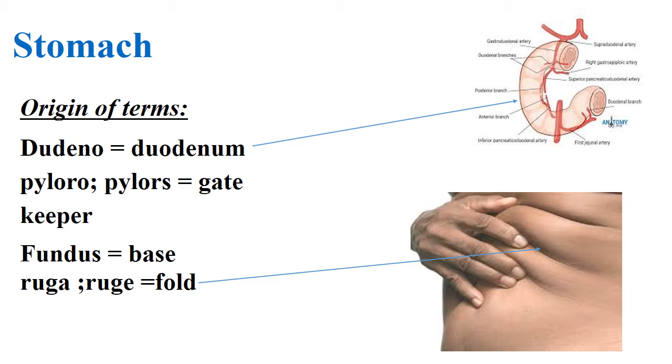The stomach. Origin of terms. The first one is a duodenum, الاثنى عشري, واضح بهذه الصورة. The second one is pylo or pylorus, which means a gatekeeper, يعني البوابة. دائما ندخل من مكان لمكان أو organ ينتهي organ يبدأ organ جديد عن طريق البوابة. And the fundus, which means the base, القاعدة.